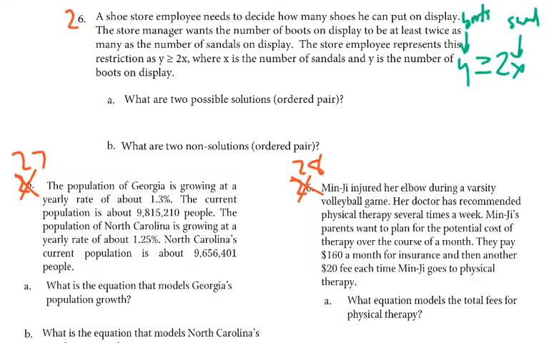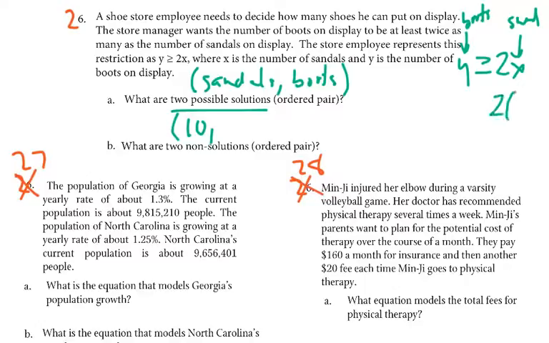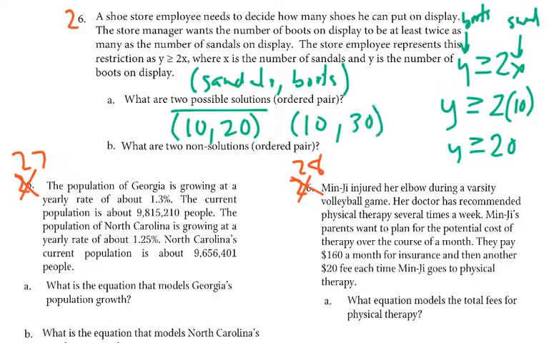Okay, so what are 2 possible solutions? In other words, what's a number of sandals to boots that I could do? To write it as an ordered pair would be sandals, comma, boots. Let's say I wanted to put 10 sandals in. Well, how many boots would that be? 2 times 10 gives me 20, so y has to be greater than or equal to 20. So it could be 10, 20, or 10, 30, or 10, 40, because y can be bigger than 20.